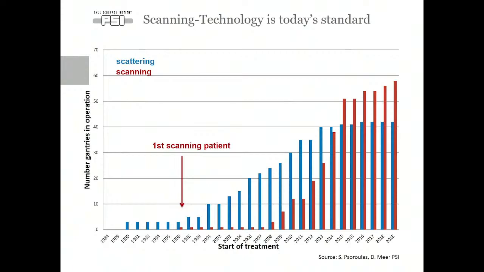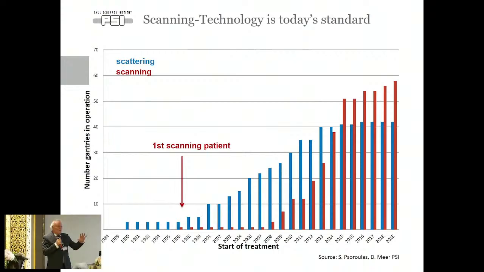And around this time, commercial machines became available. If you have the money, you can buy such a machine. You don't need a physics institute to develop it. And you see from that point on, really, the scanning gantries took over. And here you see nowadays, this is 2018, but the trend continued. Nowadays, for a new center, most of them want this scanning technology. So what we started 25 years ago has become the standard, and we're a little bit proud about it.